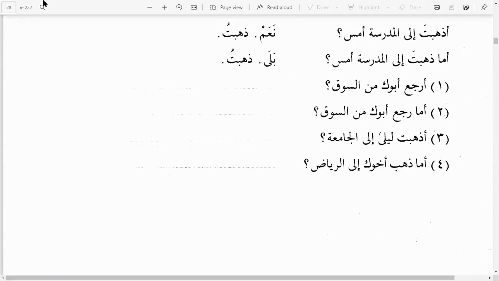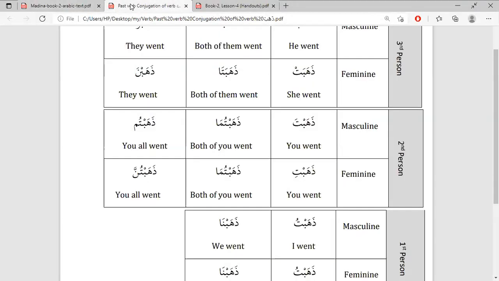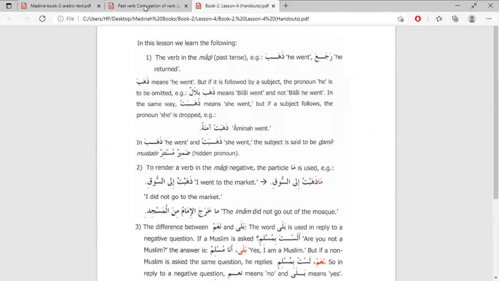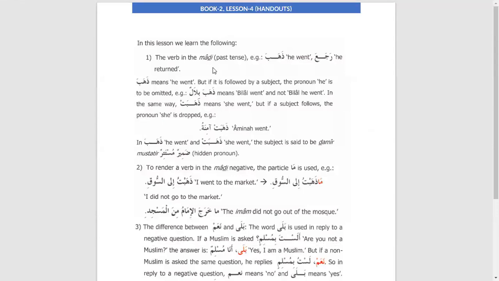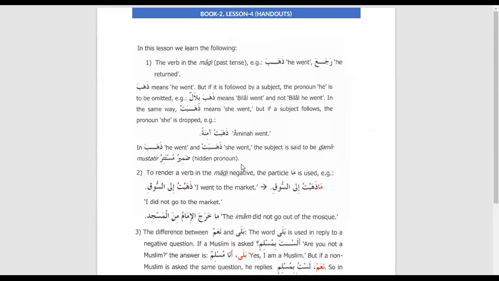Okay. Conjugate, we studied, sir. Okay. Verb. So basically we learned about the past tense, right? Past tense and their 14 forms. So here it is, what we have learned, okay? So in this lesson, we have learned about ذهب and رجع, right?